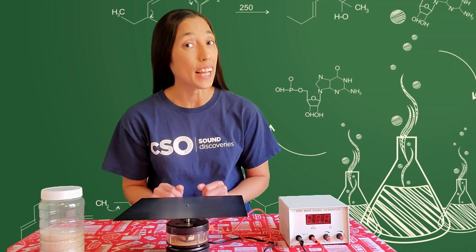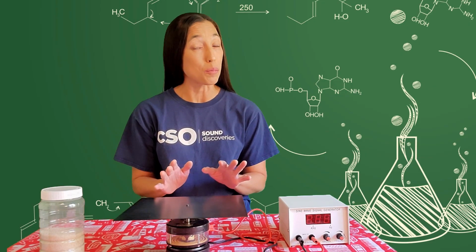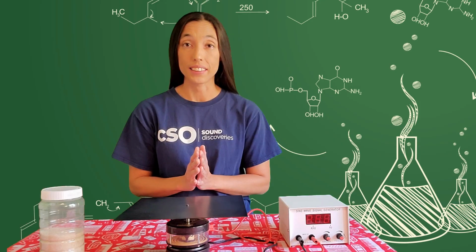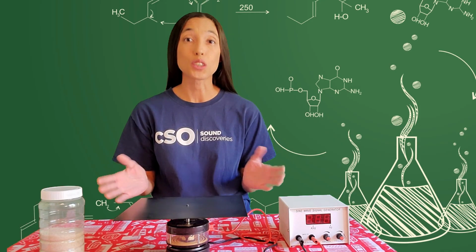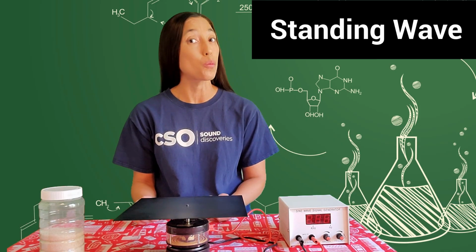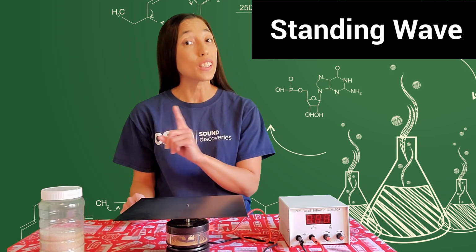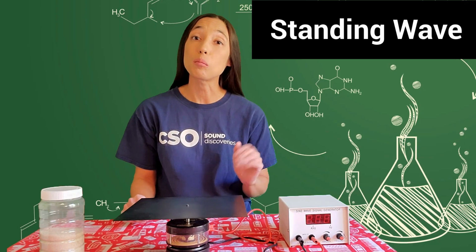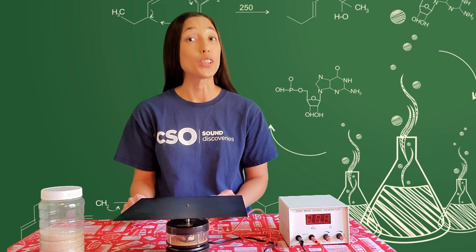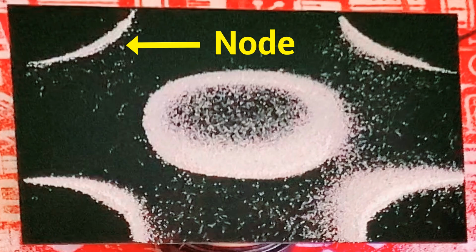When multiple sound waves of the same frequency pass through the same medium, they sometimes collide. This interference creates a pattern called a standing wave. In every standing wave, there are points along the medium that appear to be standing still, called nodes. On the plate, this is where the sand would tend to gather, as it would be still at those points.